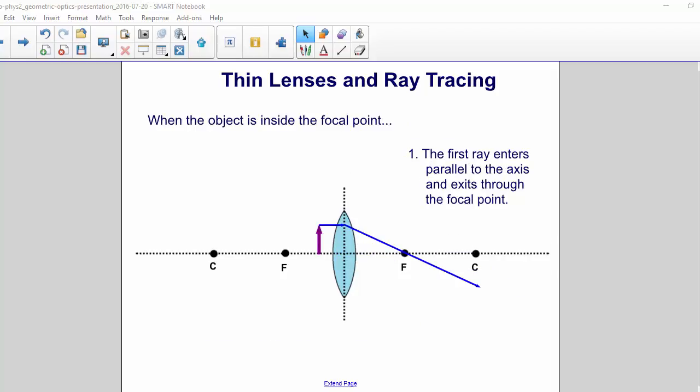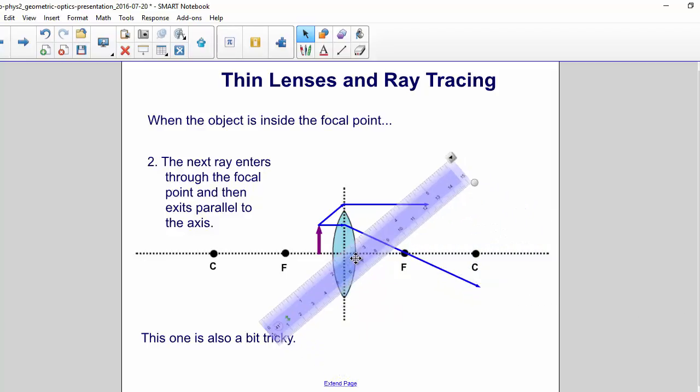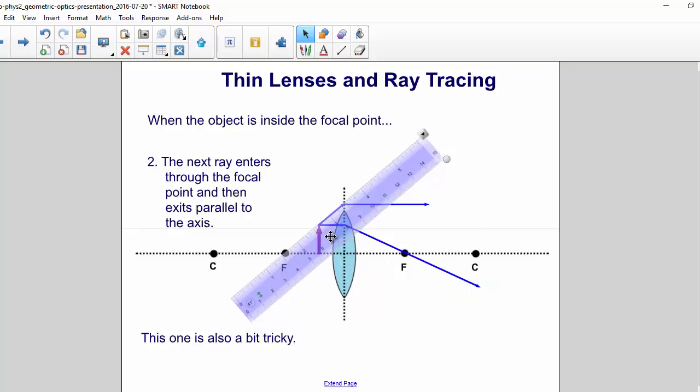And for the next example, the object is inside the focal point. Again, the first ray enters parallel to the axis and exits through the focal point. The next ray is a bit tricky. It's supposed to enter through the focal point and then exit parallel. But since the object is within the focal point, you need to take a ruler and line it up with the focal point and the top of the object. Then draw the ray from the top of the object to the center line, and then it will deflect and become parallel.